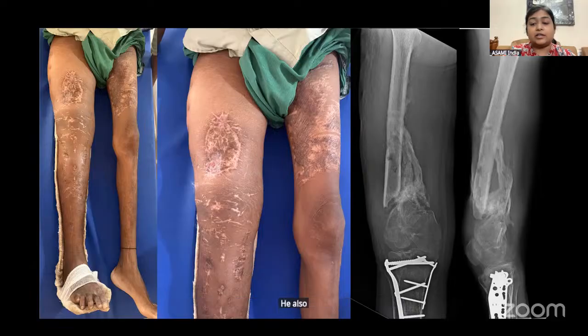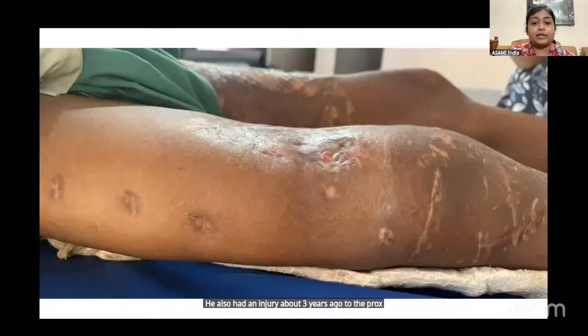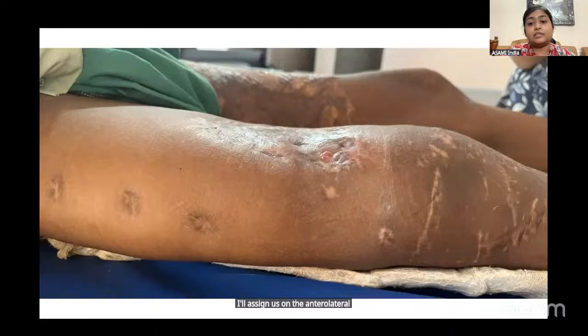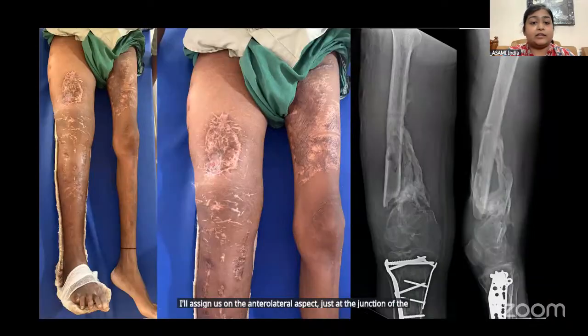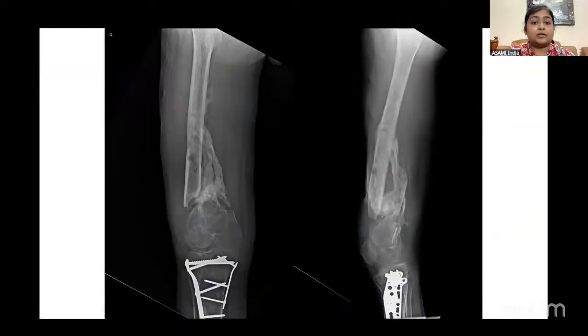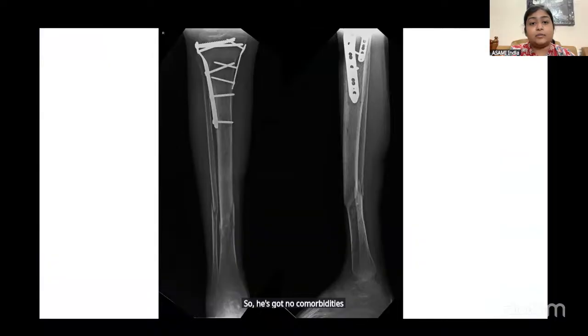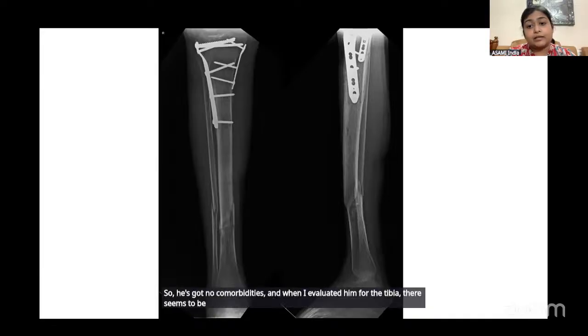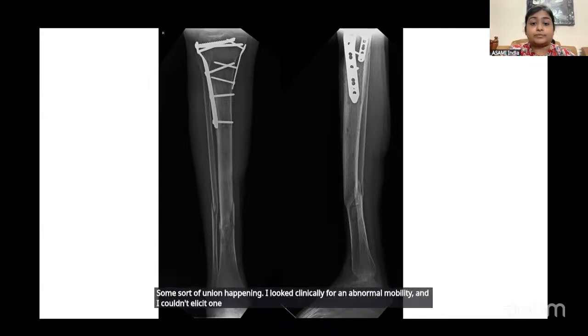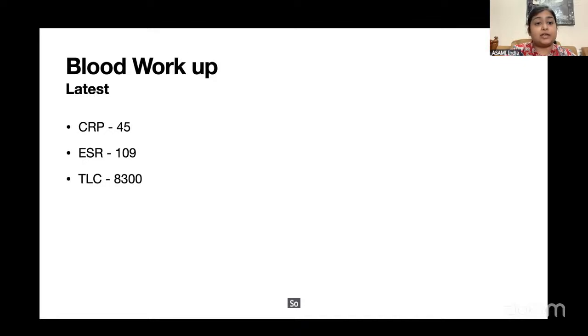He also had an injury about 3 years ago to the proximal tibia, which was plated. He had a sinus on the anterolateral aspect, just at the junction of the split skin grafting and the normal skin. He's got no comorbidities. When I evaluated him for the tibia, there seems to be some sort of union happening. I looked clinically for an abnormal mobility and I couldn't elicit one. The workup shows that his CRP is elevated, ESR as well, counts are normal.